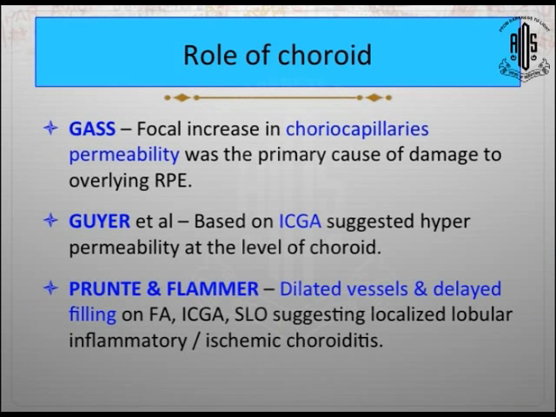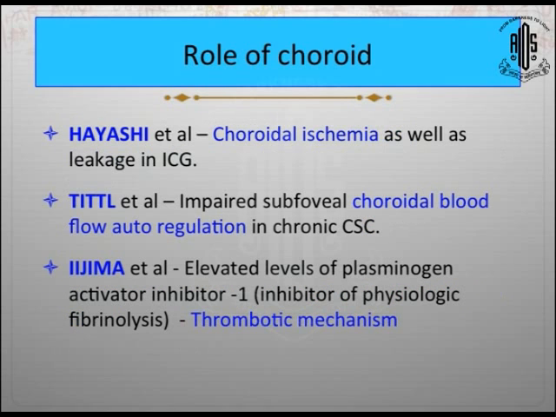So this was supported by a lot of people like Gass, Guyer et al., and Prunty and Flammer. Gass had proposed that a focal increase in the choriocapillaris permeability was the primary cause. Again, on ICGA, there was hyperpermeability seen at the level of the choroid, which was kind of an evidence for this choroidal theory. Prunty and Flammer again noted dilated vessels and delayed filling in the FA, ICGA and SLO, which was suggestive of localized lobular inflammatory and ischemic choroiditis.